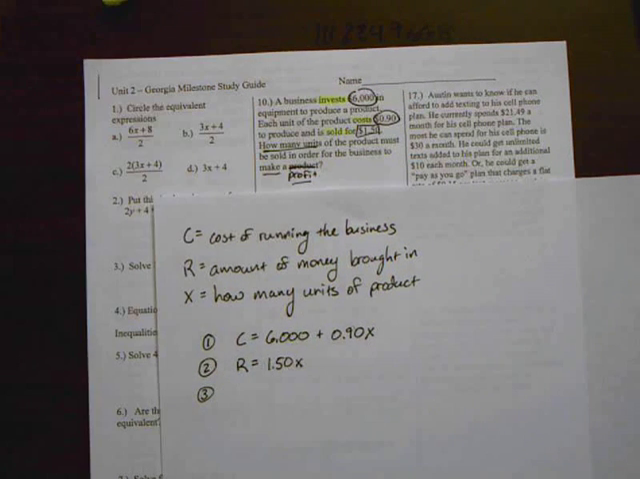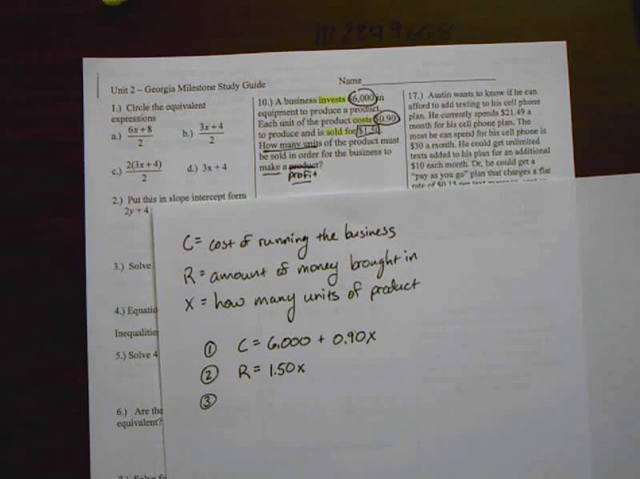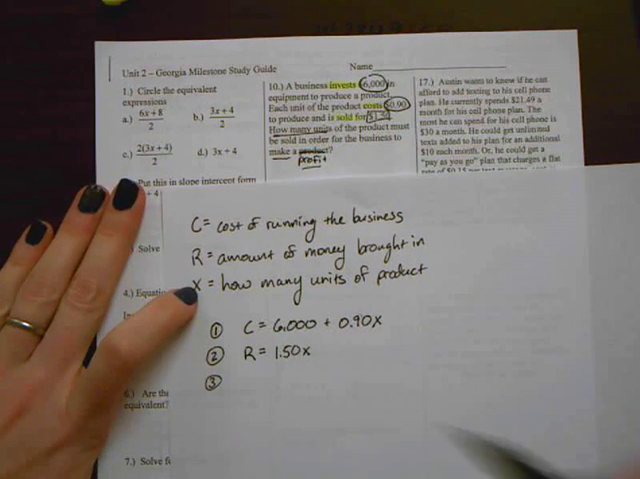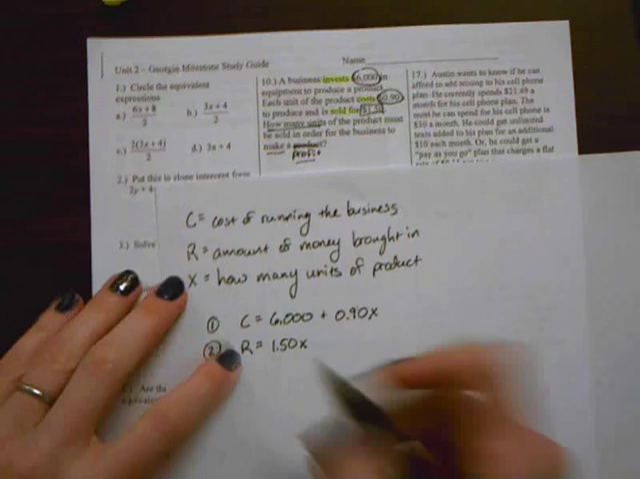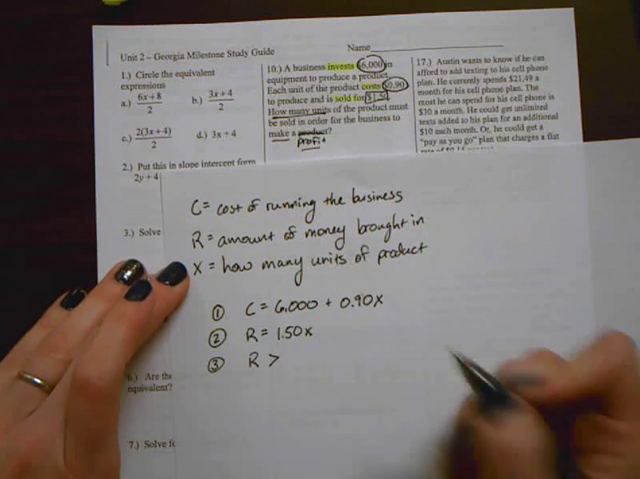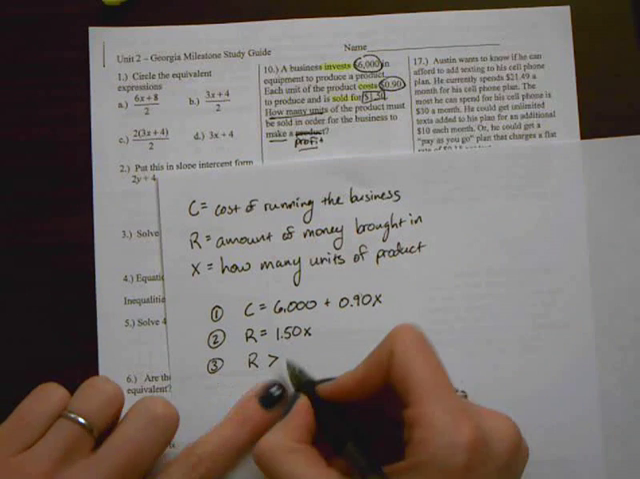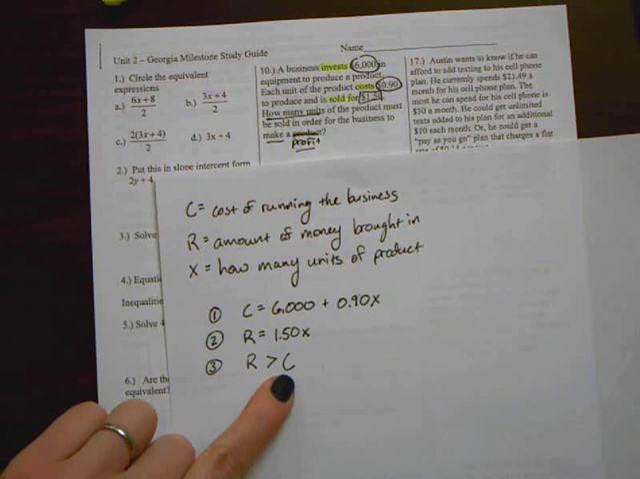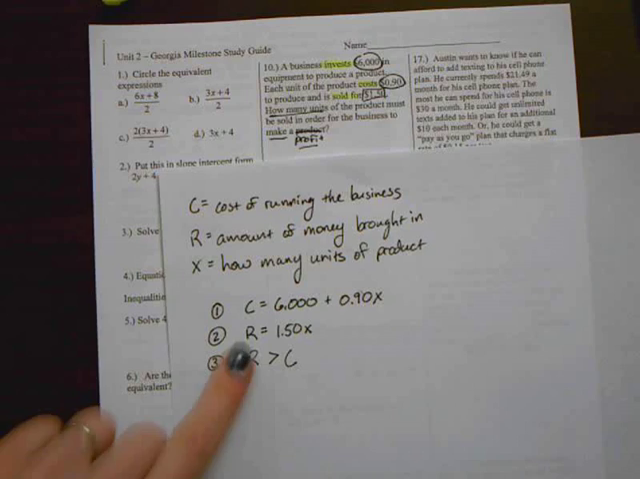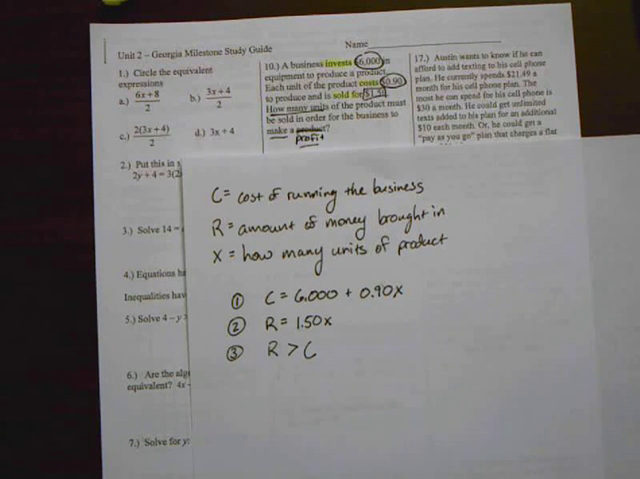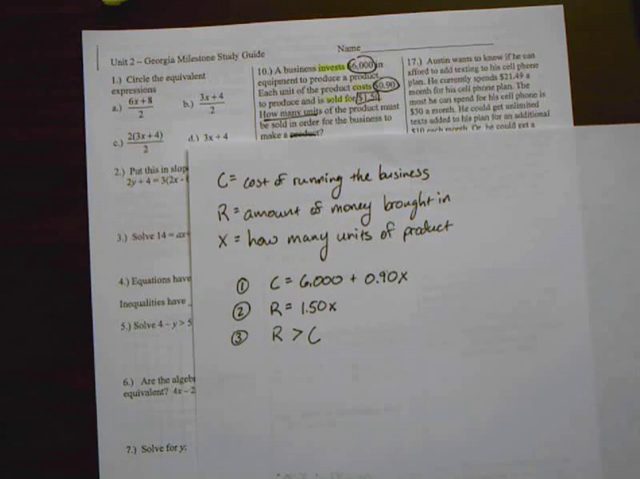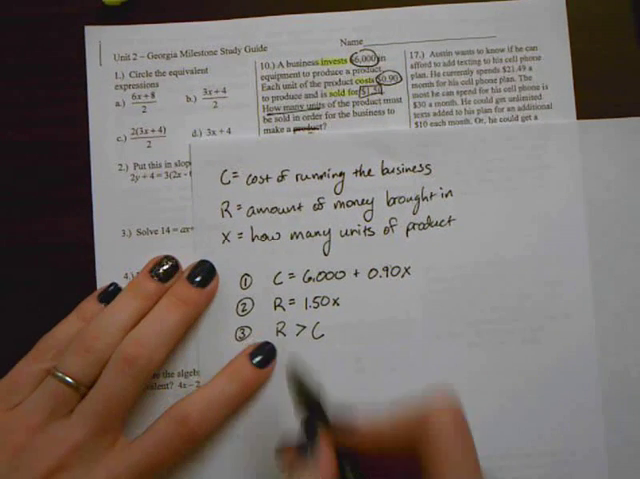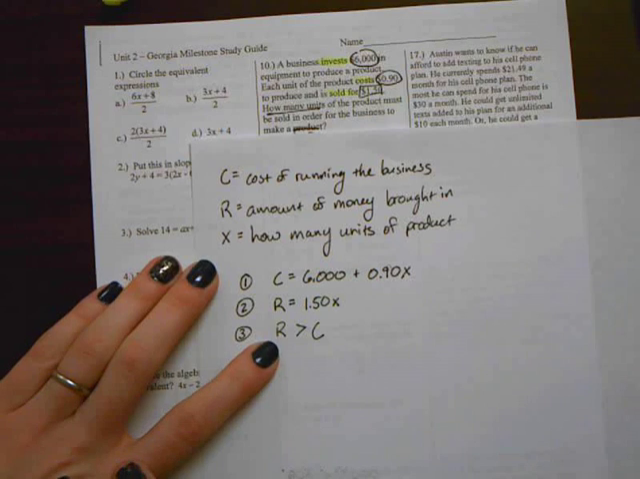To help me write that last equation, I'm going back to the question that was asked. How many units of the product must be sold in order for the business to make a profit? If a business is making a profit, then that means their revenue, the money coming in, should exceed or be greater than the money going out. So the money that they're making should be greater than the cost of running the business. That's our third equation. In this case, it happens to be an inequality, but we want this R to be greater than the cost of running the business.